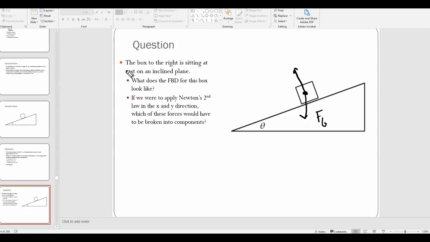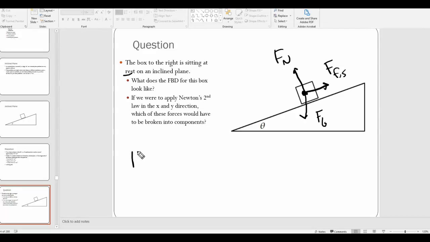Now, if the box is at rest, clearly if there is no friction, the box would want to slide down the incline. So the fact that the box is at rest means there has to be something keeping it from sliding down. And that force would be static friction. Static friction would be going up the incline, because if it's trying to slide down the incline, friction acts in the opposite direction. So we have Fn, Ffs, and we have Fg.